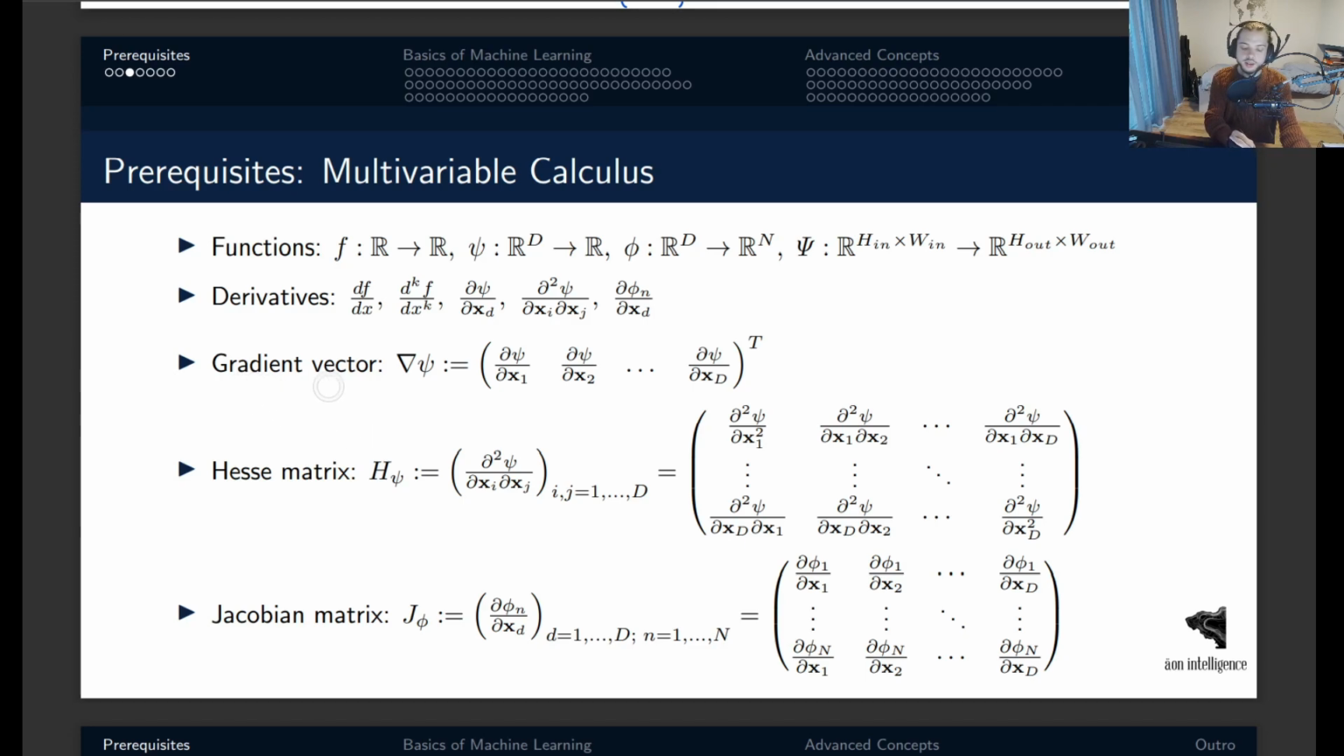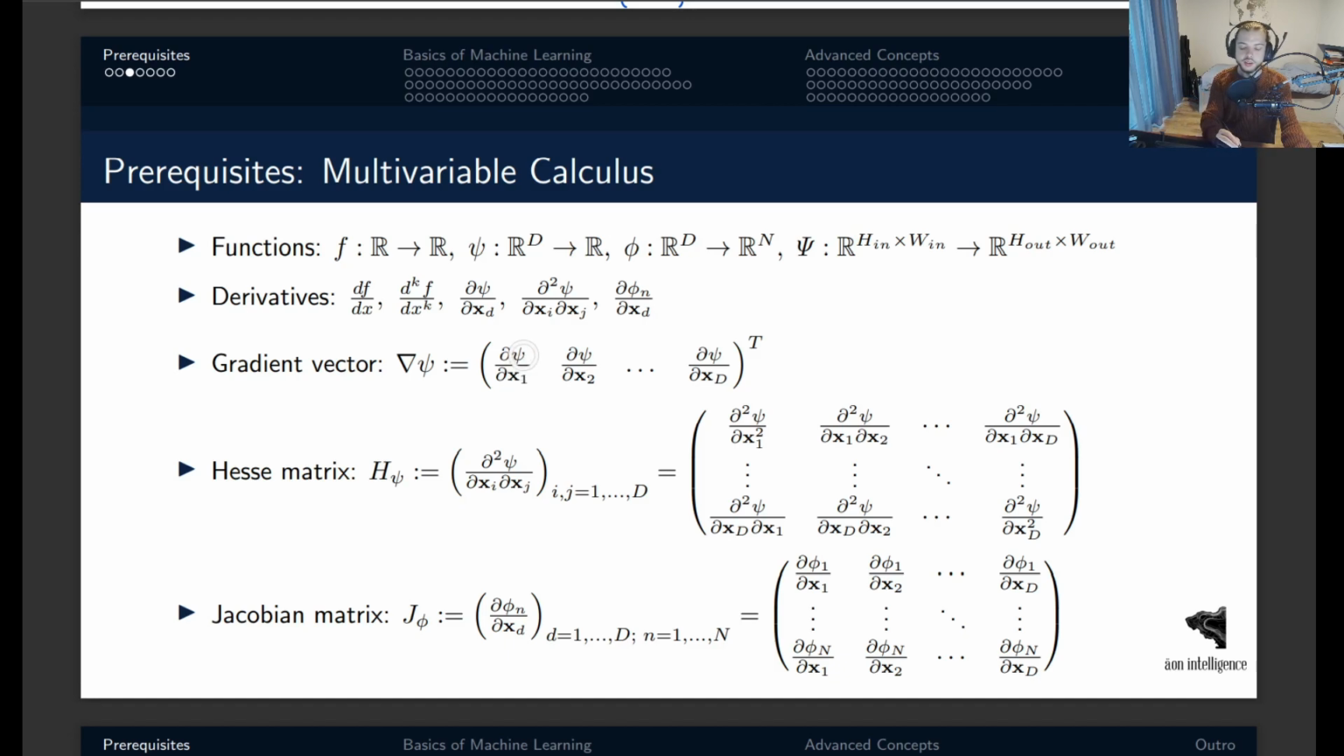So the first object that we define is the gradient vector. And we will denote the gradient vector of some function, in this case psi, with this Nabla operator. And the gradient of psi is a column vector, so I wrote it as a row vector transpose to have some more space on this slide, but it's a column vector. And each entry represents one possible first order partial derivative of psi that we can find.